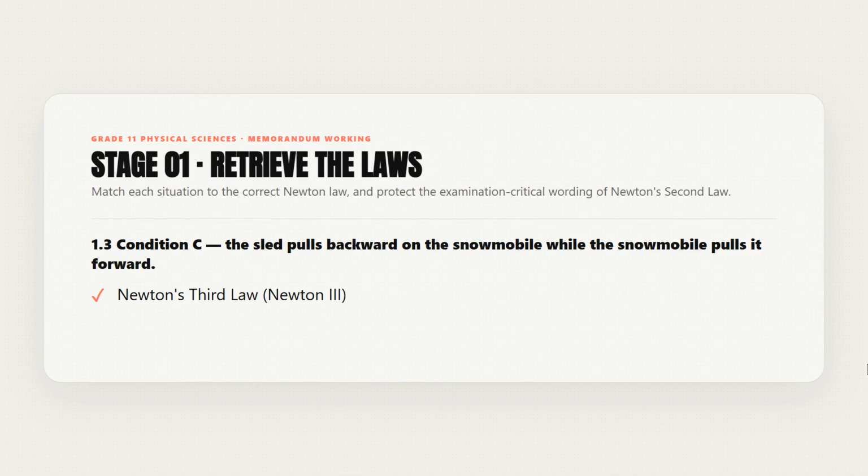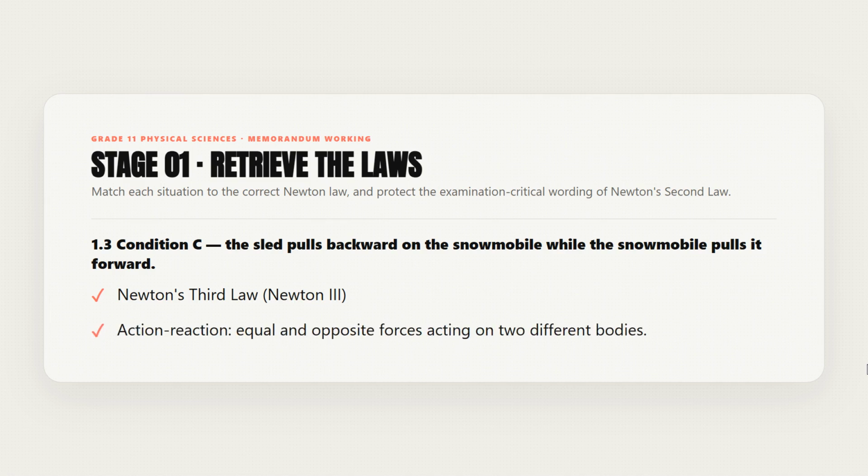Question 1.3. The sled pulls backward on the snowmobile, while the snowmobile pulls it forward. These two forces act on two different bodies, and that is an action-reaction pair. Newton's third law says the forces are equal in magnitude and opposite in direction, but they never cancel on the same object. The answer is Newton 3.